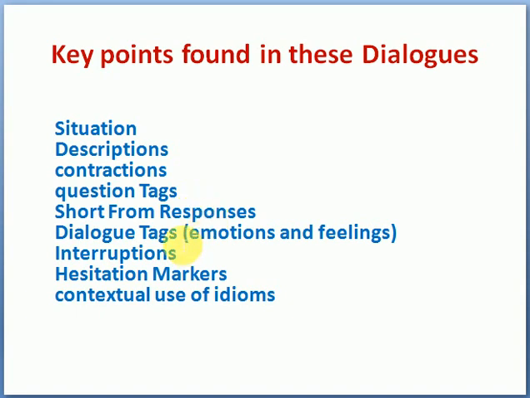And a variety of dialogue tags have been used, and alongside those dialogue tags, the emotions and the feelings of the characters are beautifully being described. And then there are the interruptions and the hesitation markers being used by the writers of these dialogues, as well as the idioms used appropriately and contextually, which add to the effectiveness of our dialogue.